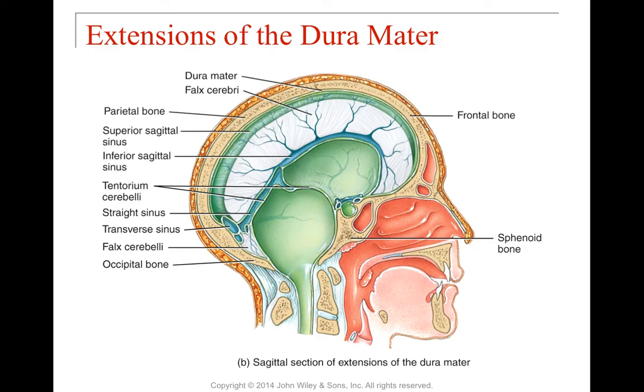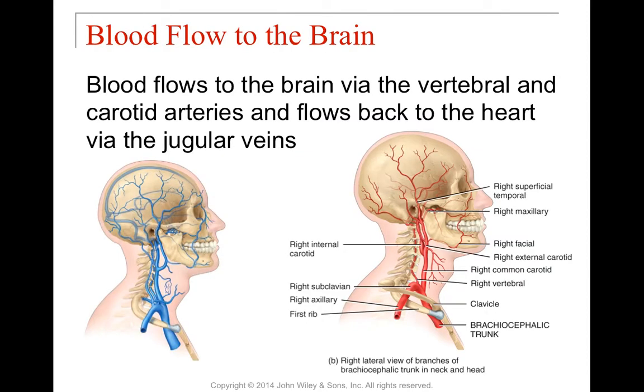All right, so those are the extensions of the dura mater and how they separate the different regions of the brain. Okay, so now we're going to talk about blood flow. We're going to talk about the blood-brain barrier.